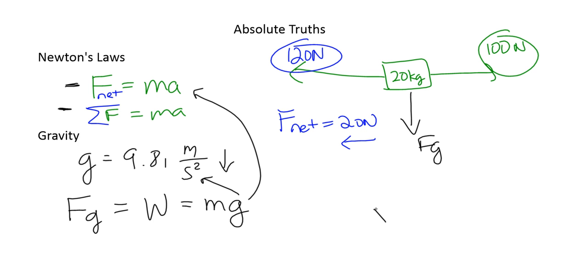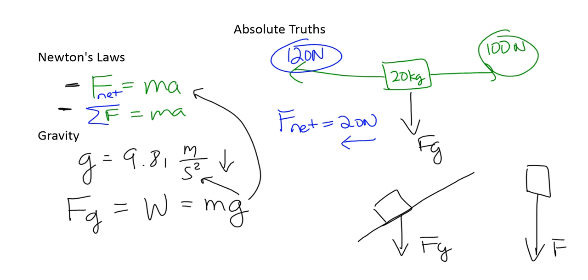Doesn't matter if the body is resting on an incline like this. Fg is always straight down. Even if the body is in free fall and it's not resting on anything, Fg is always straight down. You can think about this in your own terms. No matter how you're standing or laying down or leaning on something, gravity is pulling you straight down. So these two things are absolute truths, and we're going to be using this F net equation quite a bit. So that's one you're definitely going to need to understand and work through proficiently.